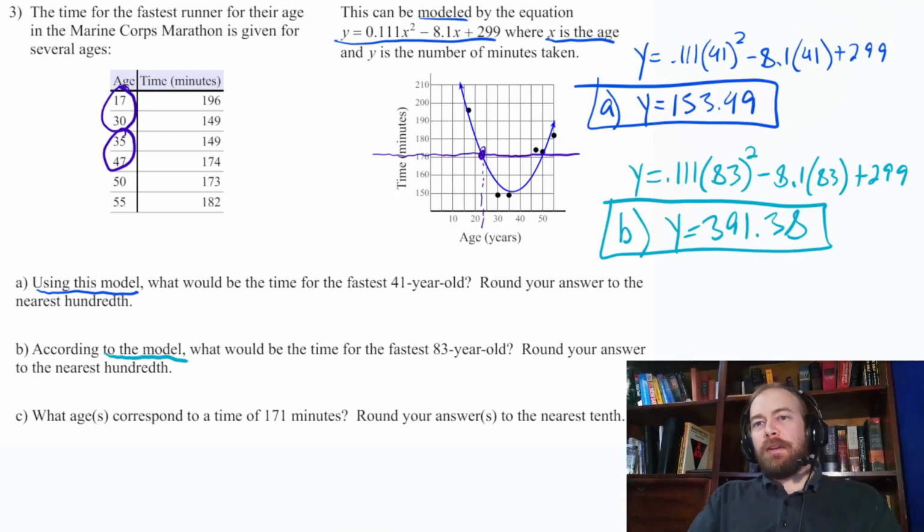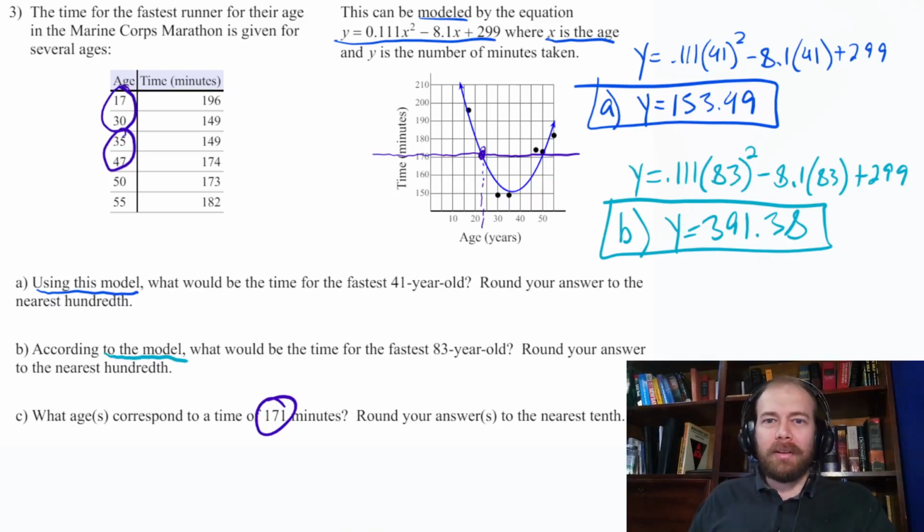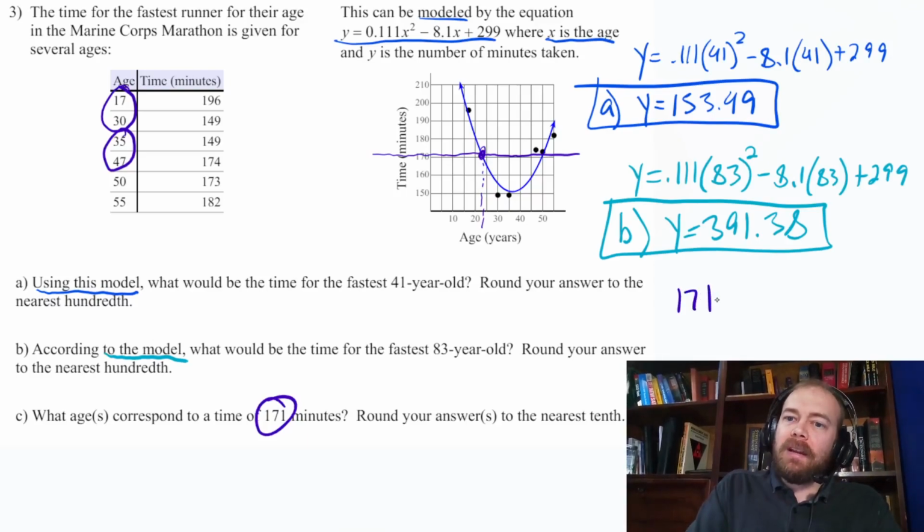But how do we actually figure it out? What we would do, so 171 minutes. This time it's different. Part A, they said 41-year-old. Part B, 83-year-old. They didn't say 171-year-old. That's my first question, how are you still alive if you're 171? And the second question is, why are you doing anything? If they're immortal or something, I guess you'd always have the vigor of a 20-year-old. But they're not 171 years old. This is 171 minutes, so that's actually a y value. So we'd plug that in here.